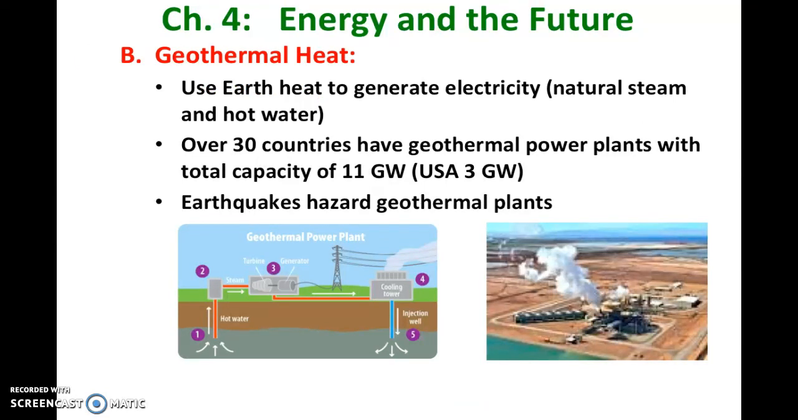Geothermal heat is another type of clean energy. It uses Earth's heat to generate electricity. Over 30 countries generated 11 gigawatt of geothermal power, in which 3 gigawatt is by USA. Earthquakes hazard the geothermal power plant.